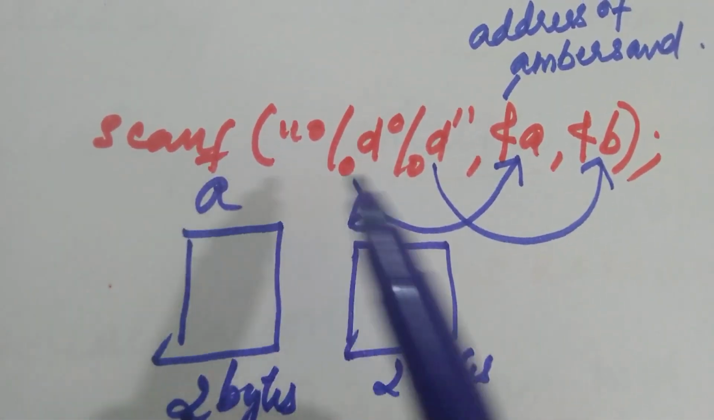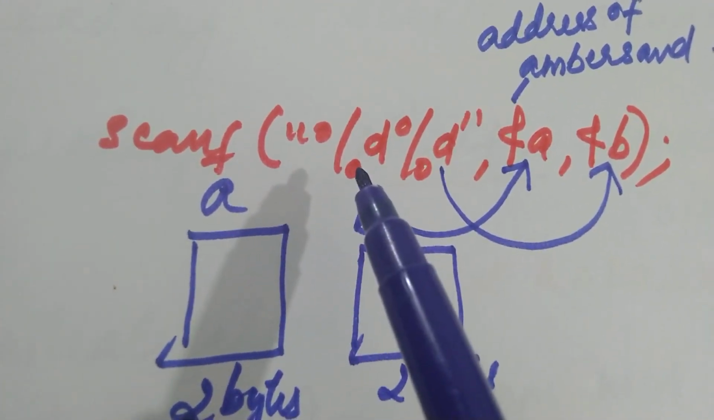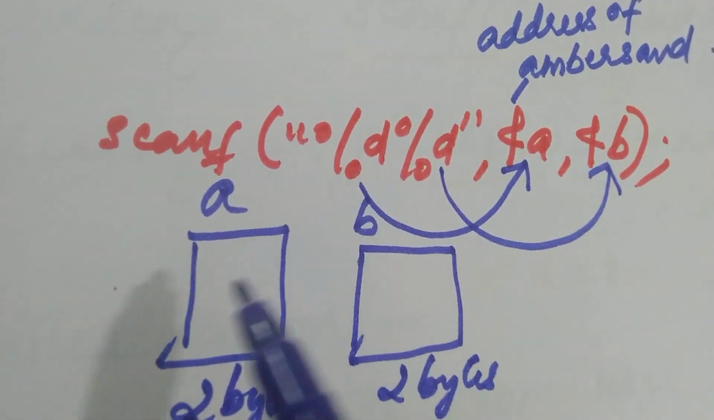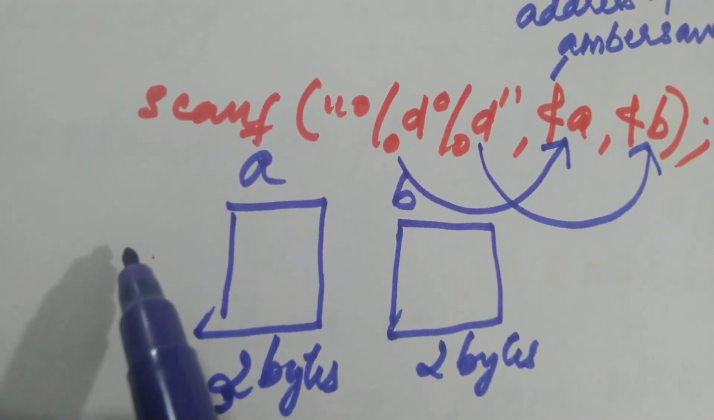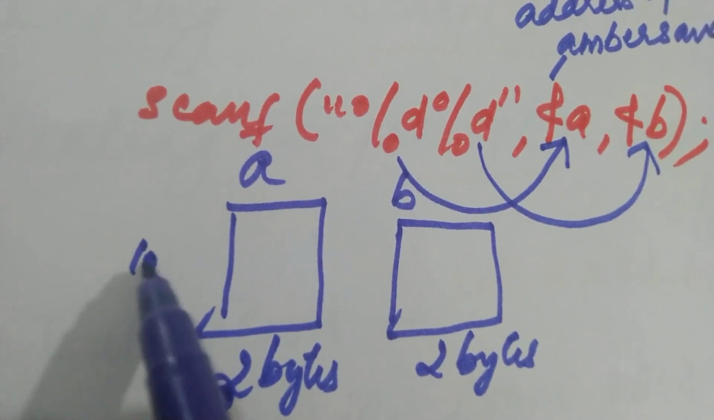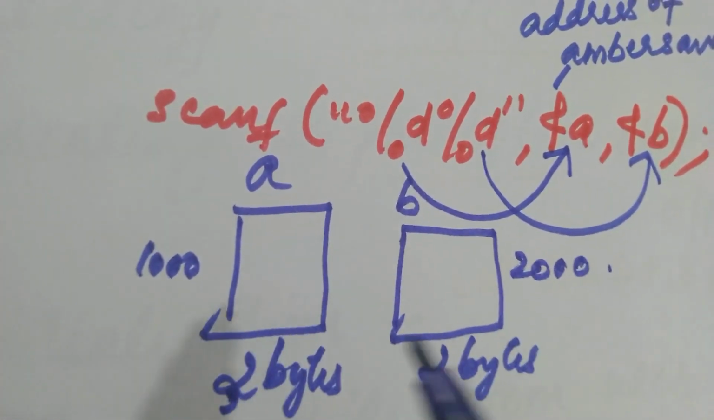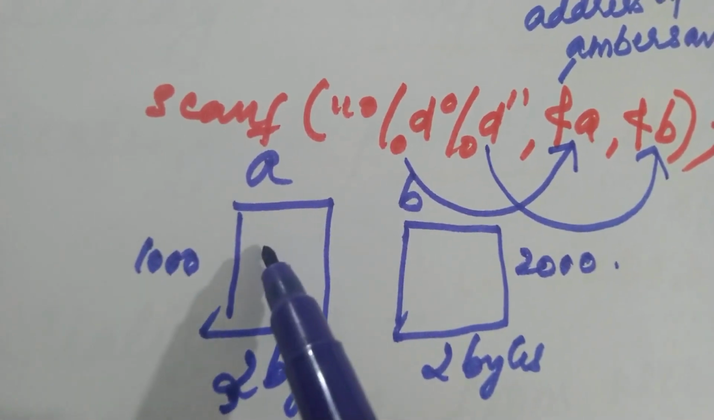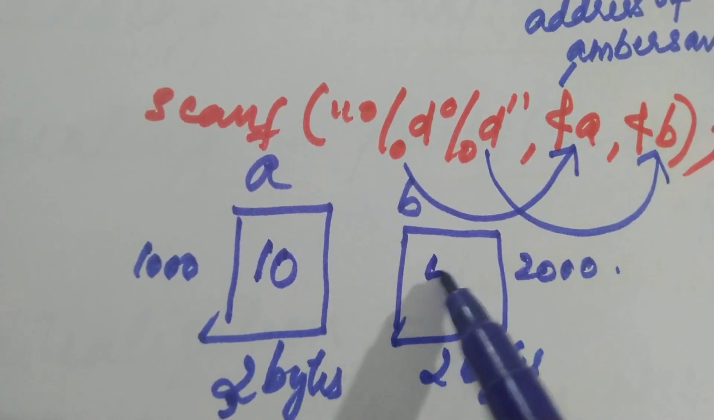And when this scanf statement is executed, when the user supplies integer data, that particular integer data will be stored in the address of A. We already told that every variable has a particular address. The system finds out that address and stores the data given by the user in that particular address.